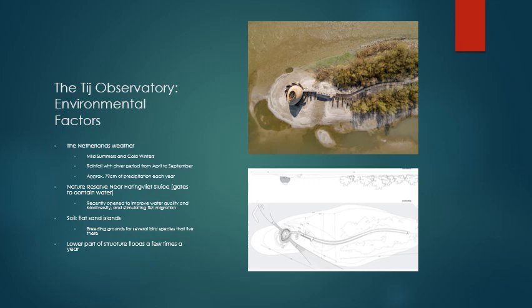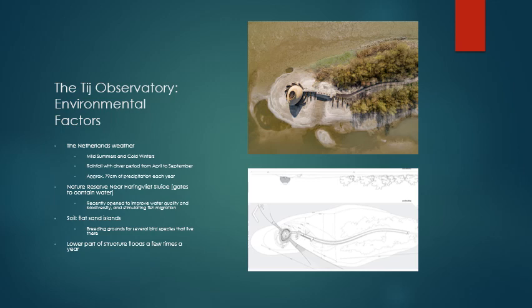The weather in the Netherlands was one of the things they had to keep in mind. The materials must be able to withstand rainfall, because the Netherlands gets 79 centimeters of precipitation each year. Also, since it's located in a natural reserve near the Herringvliet sluices, this structure is partly submerged in water a few times a year.